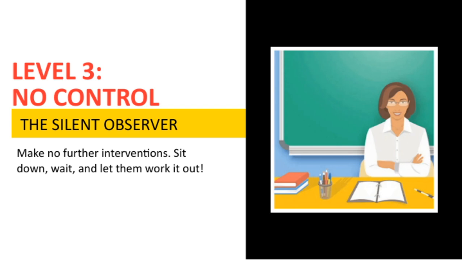When you're in a situation where you have no control, level 3, it's important to resist the urge to jump in and fix things immediately. Instead, give them space to find their own solutions. This not only encourages independence, but also promotes their confidence. Remember, as an observer, your role is to watch and understand, not to control every outcome. So, sit down, wait patiently, and let the environment do its work.